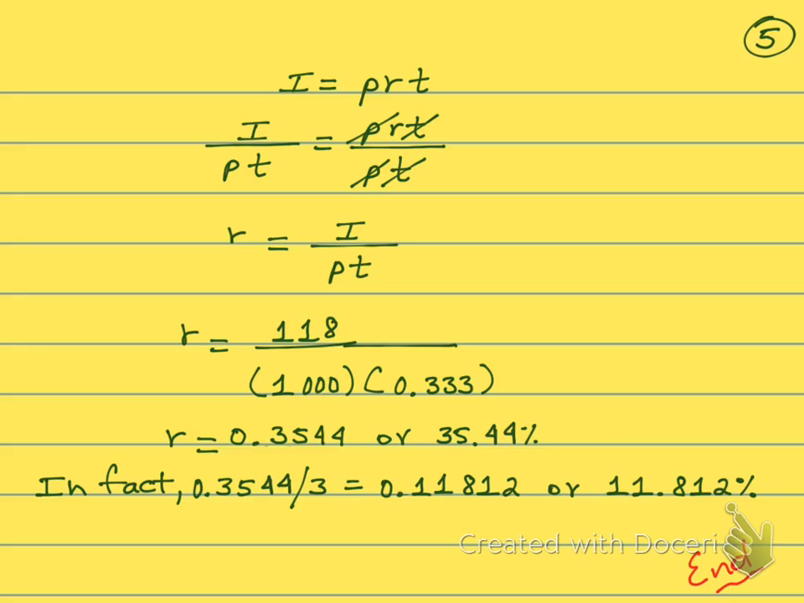And that's 0.3544 or 35.44%. So actually, if you divide 35.44% over 3, you get 11.81%. Okay, so that's the interest rate that was used to get 118. So that was the last example. The simple interest is easy to find. You only have to identify what the problem is asking you to do, and that's it.